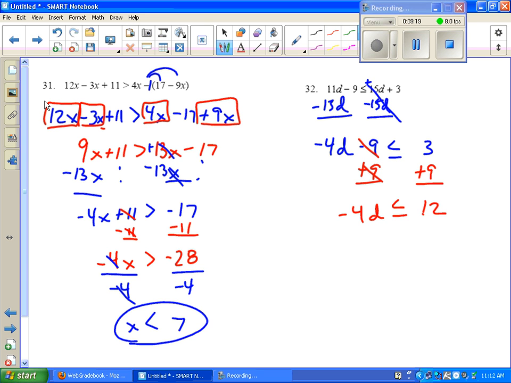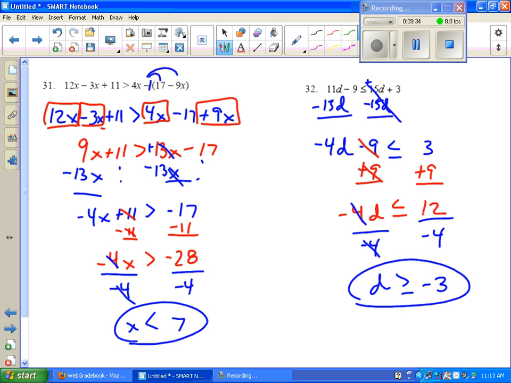Get rid of negative 4 times something by dividing by negative 4. If you do it on the left, do the same thing on the right. D's value, 12 divided by negative 4 is going to be a negative 3. And since we divided by a negative number, less than or equal to becomes greater than or equal to negative 3. D is greater than or equal to negative 3.